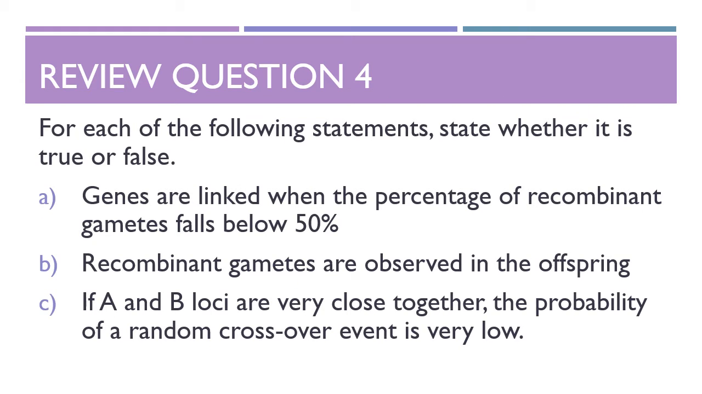Okay, question 4. For each of the following statements, state whether it is true or false. The first statement is, genes are linked when the percentage of recombinant gametes falls below 50%. B, recombinant gametes are observed in the offspring. And C, if A and B loci are very close together, the probability of a random crossover event is very low.